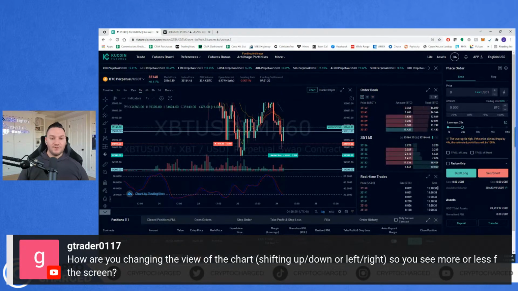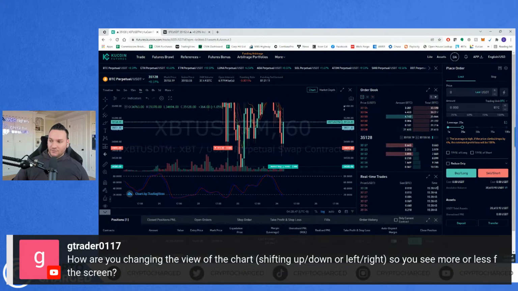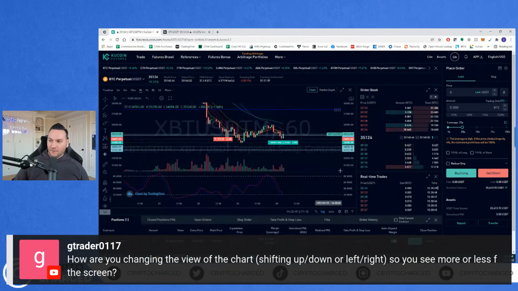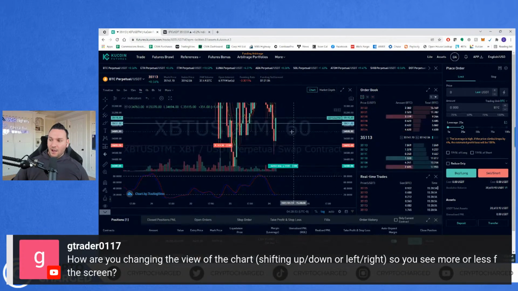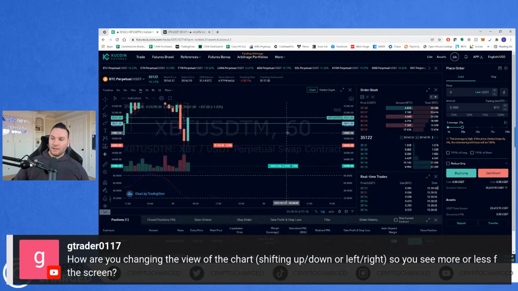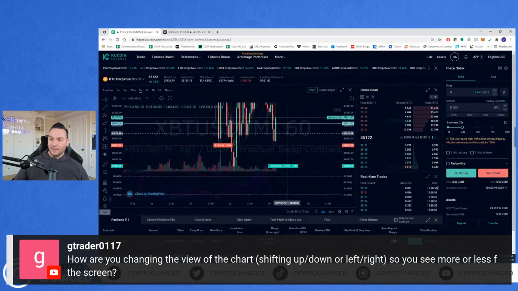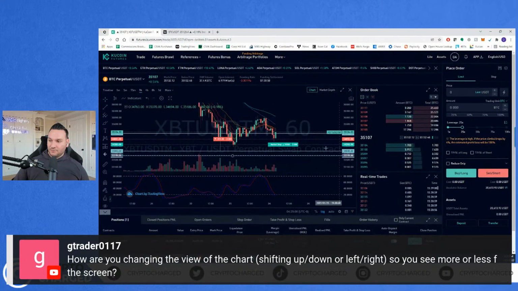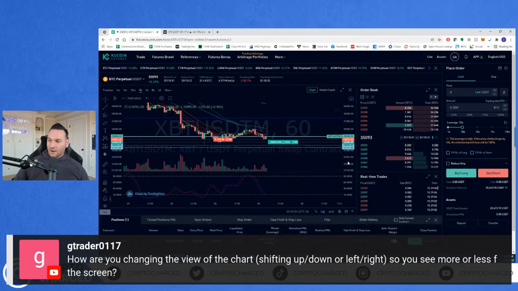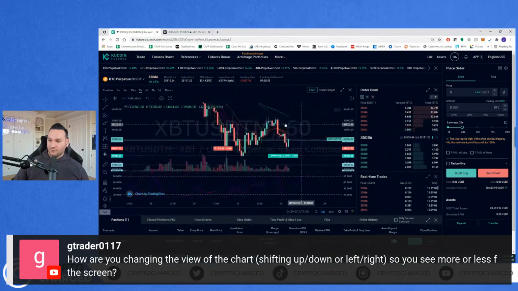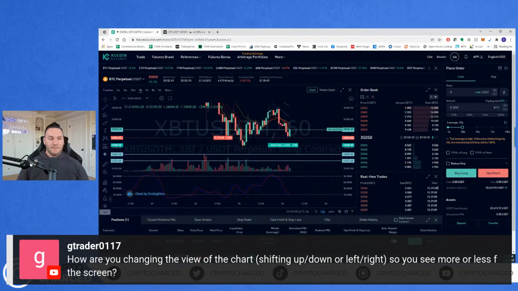How are you changing the view of the chart so you see more or less of the screen? G Trader, great question. What I'm doing is clicking on the price on the right, and I can stretch it or shorten it, right? I can also just click on this and drag. And if I use my scroll wheel, I can also zoom in or zoom out like this. You get used to this, but I can zoom into a bigger picture of this, and I can drag this around wherever I'd like.